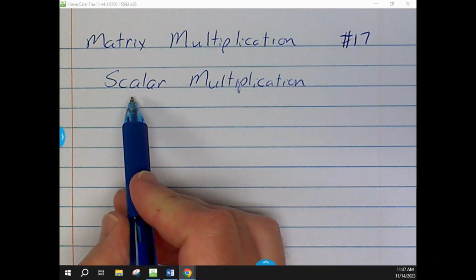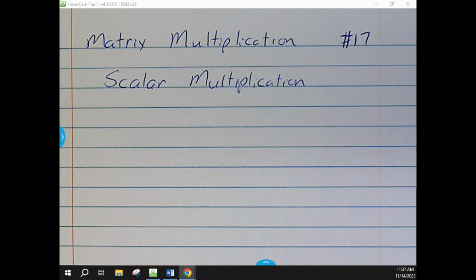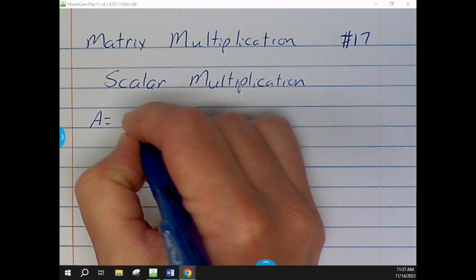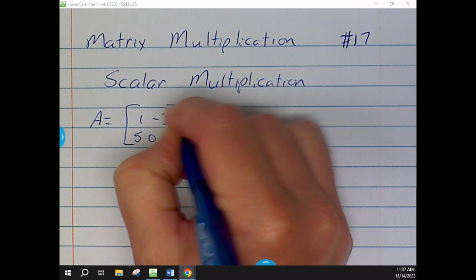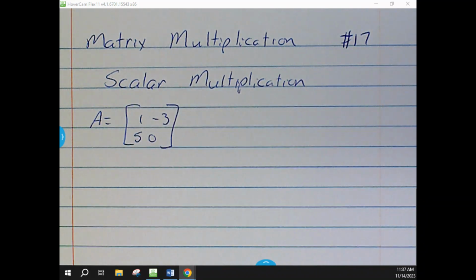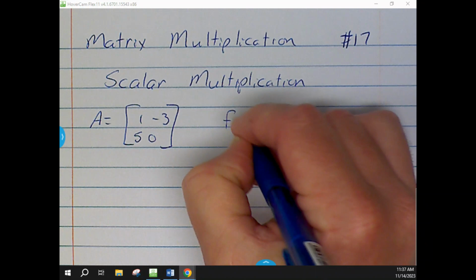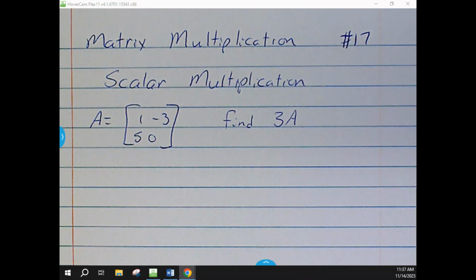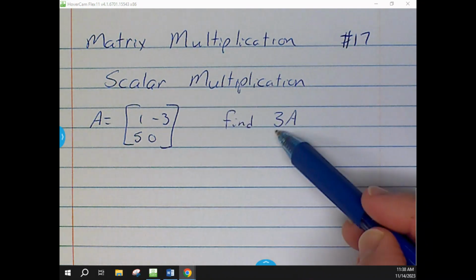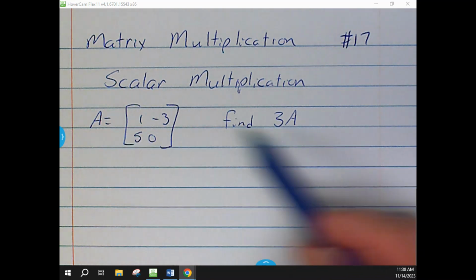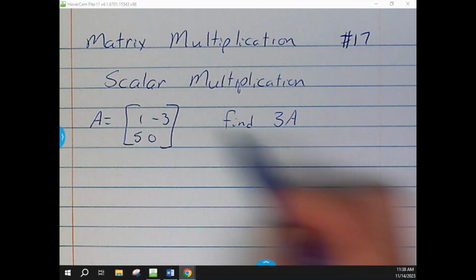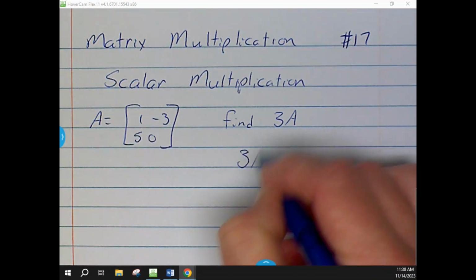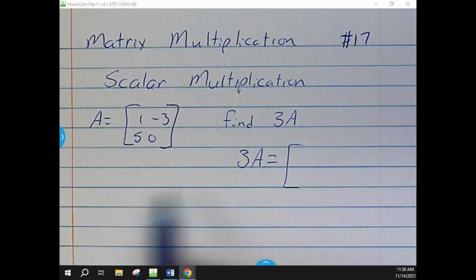It's basically like scales or dilations. So if matrix A is a 2 by 2 matrix, which is 1, negative 3, 5, 0, scalar multiplication means they're going to give you some number, some scale factor, that you take this matrix and multiply by. So if they ask you to find 3A, we take every single number in A and multiply it by 3.